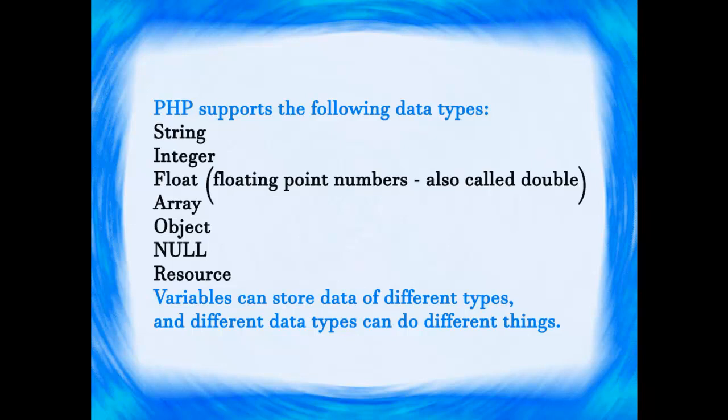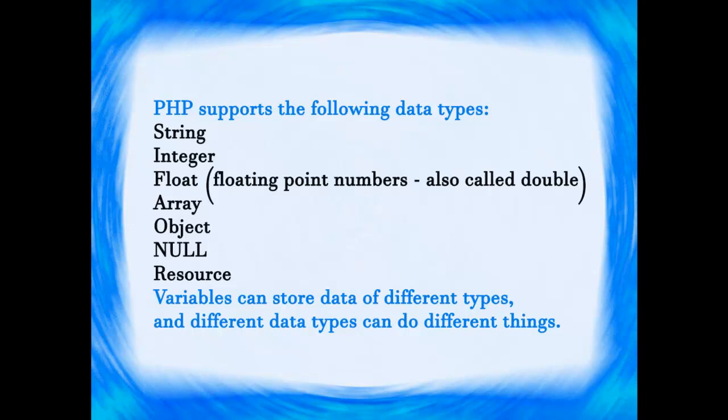Now I am going to tell you about the data types in PHP. In PHP, variables can store data of different types, and different data types can do different things. PHP supports the following data types: string, integer, float, boolean, array, object, null and resource. We are going to start with the string in this video, that is, what a string value and data type is.